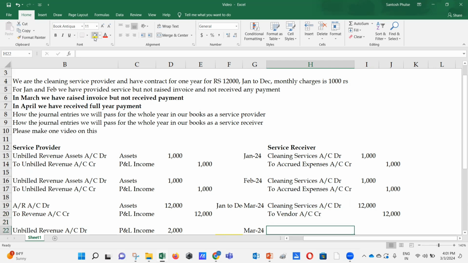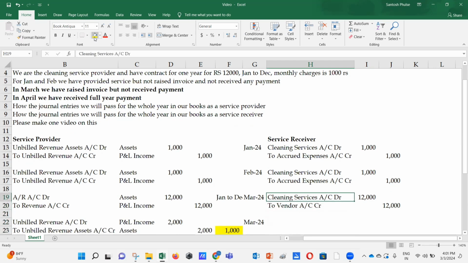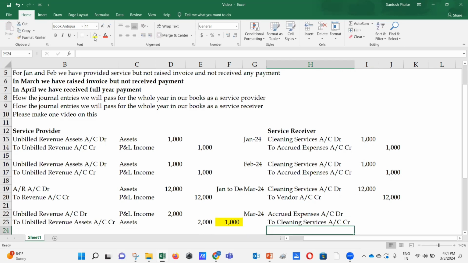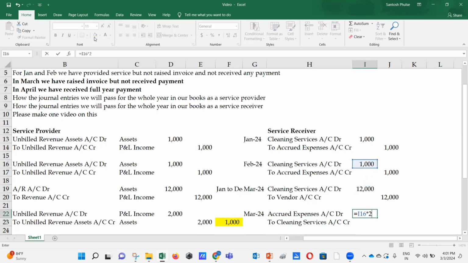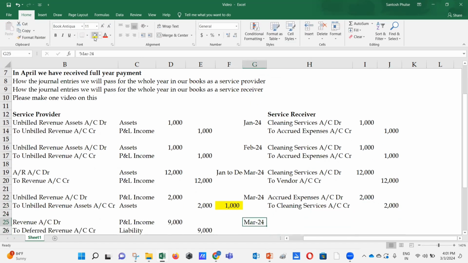And in March, since you booked the entire invoice, you have to do the reversal of the earlier accruals you booked in the books. So that's going to be accrued expenses account debit to cleaning services account credit. You are doing the reversal of what you had considered as the accrual. That's 2,000. Now, this is the reversal of your accrued expenses.